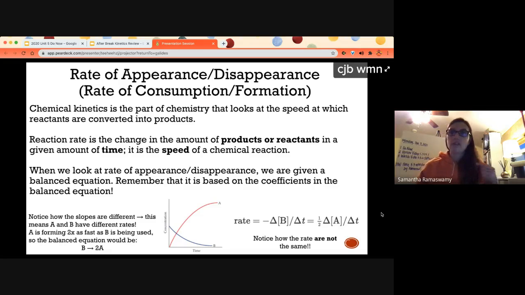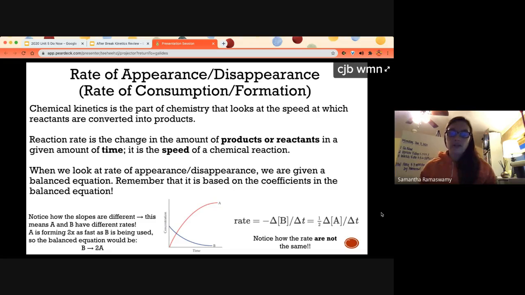So when we're talking about the speed of a reaction, we're talking about how the reactants or products change over a given amount of time. It's just the speed. And I know that that statement right there was a question on mastering. What question? I don't remember, but I know that that was a question on mastering. Rate is the change in products or reactants in a given amount of time.